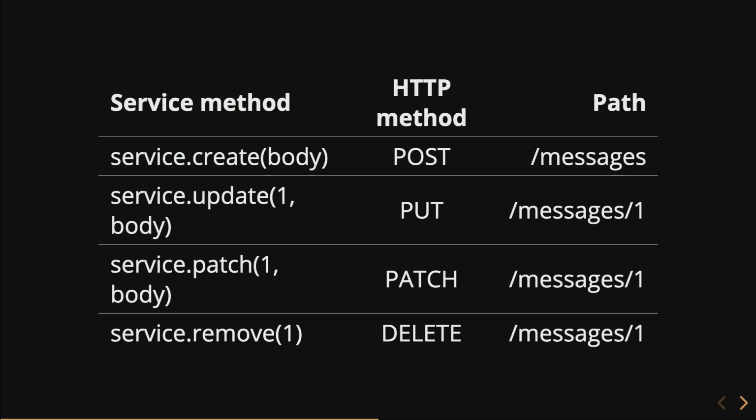In terms of methods that will modify entities, the create method gets mapped to a POST request on /messages. Update gets mapped to a PUT request on /messages/id. A patch will get matched to the patch method on the path /messages/id, and a delete will get mapped to the remove method on /messages/1.